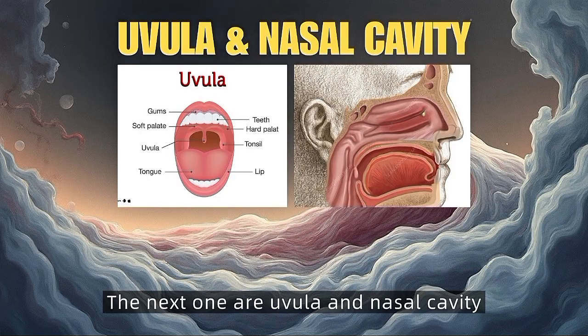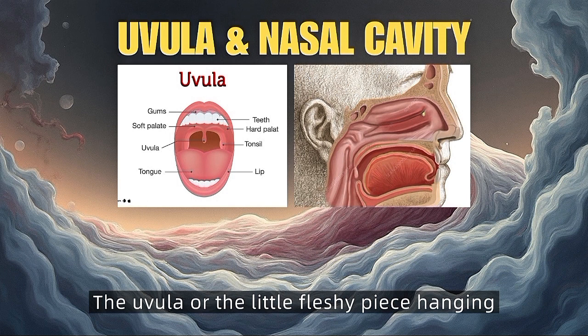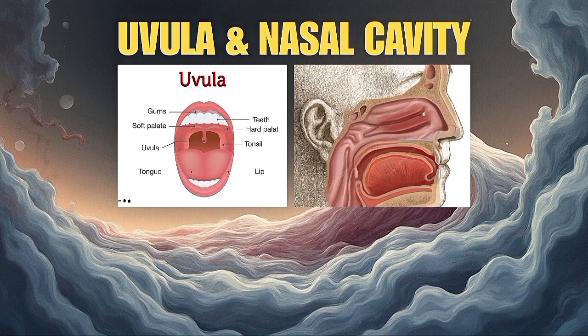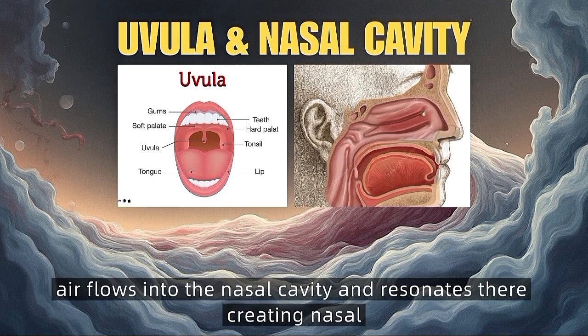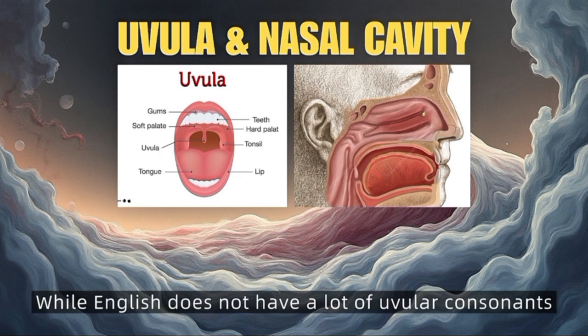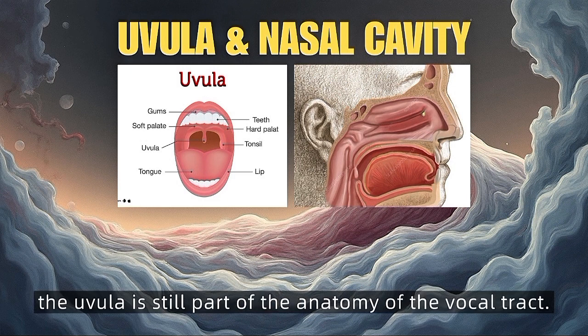The next one is the uvula and nasal cavity. The uvula is the little fleshy piece hanging from the end of the soft palate. When the velum is lowered, air flows into the nasal cavity and resonates there, creating nasal sounds. While English does not have a lot of uvular consonants, unlike French or Arabic, the uvula is still part of the anatomy of the vocal tract.